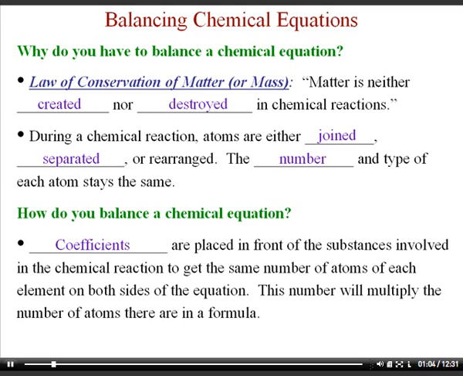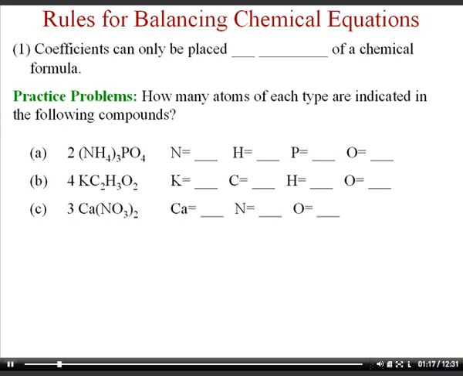Very simple. You put a coefficient in front of the substances that are involved to get the same number of atoms on both sides of the equation. And whenever you put a number in front, this coefficient, it's going to multiply the number of atoms in the formula by that number. Now the rules for balancing chemical equations are very simple. First of all, you just need to put the coefficient in the front. So we do some practice problems.